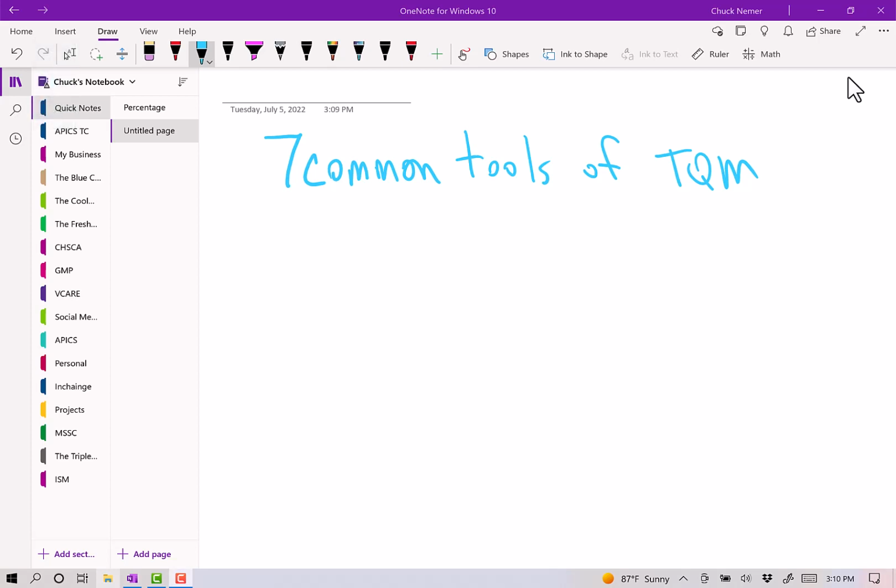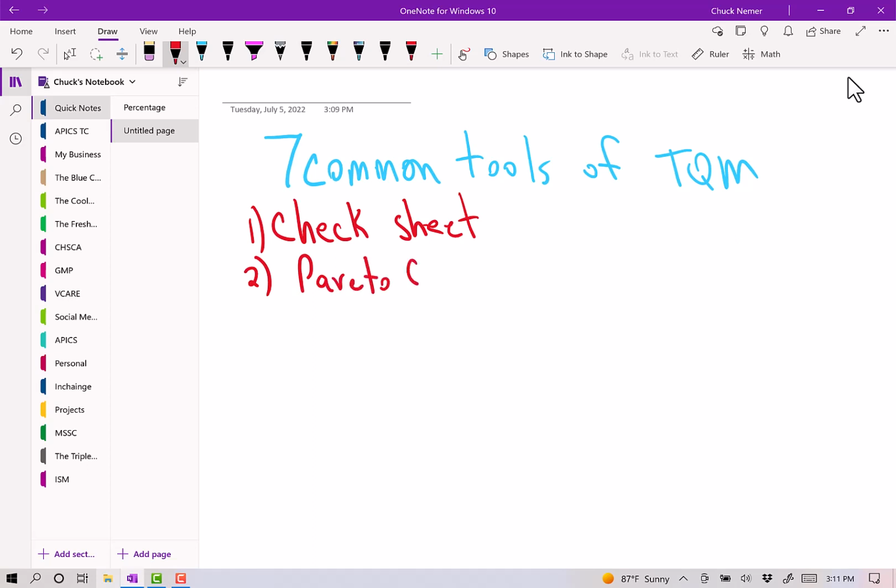Hi, I've had a request from a learner to talk, as a review, about the 7 common tools of total quality management, TQM. So what we're going to look at here are these 7 tools. Something called a check sheet, which is a tool that we use to capture information. Second, a Pareto chart. In a Pareto chart, what that allows us to do is rank the occurrences of the events that we're measuring.